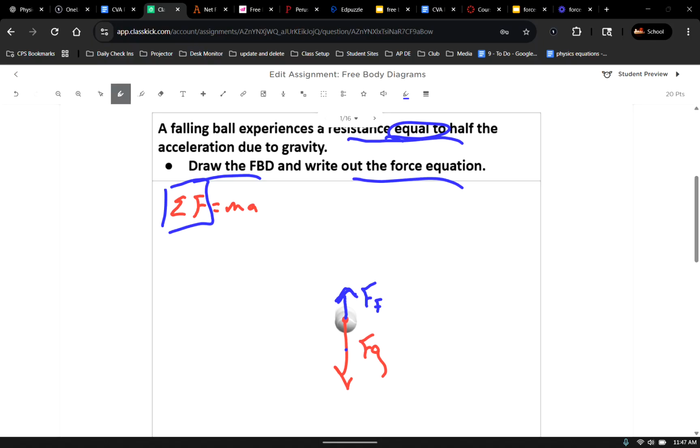If you have forces going in different directions, you have two different equations. So this one just has vertical. These are only acting in the y direction. So I just look at friction up, FF, minus FG down, equals, there's only one mass, so I keep M the same, times the acceleration. And then the problem's going to give me information to find those numbers.